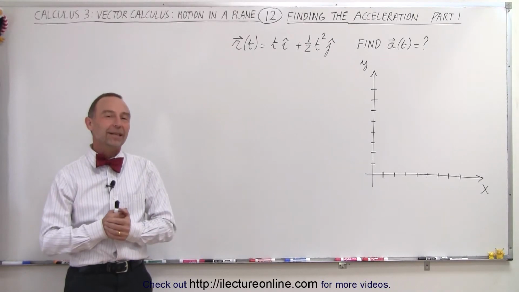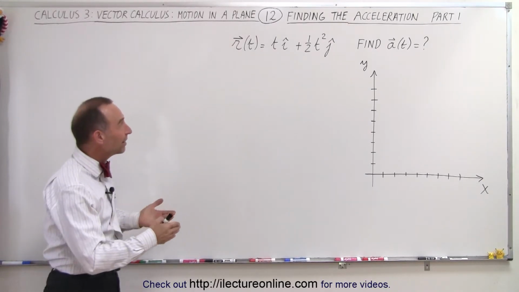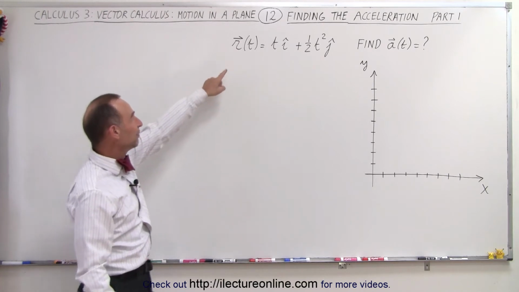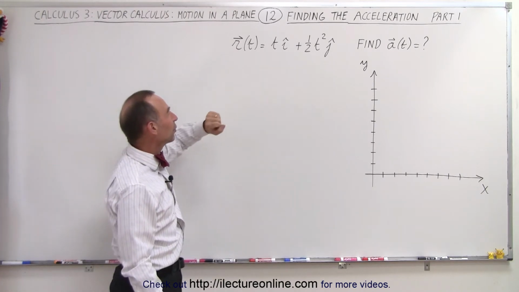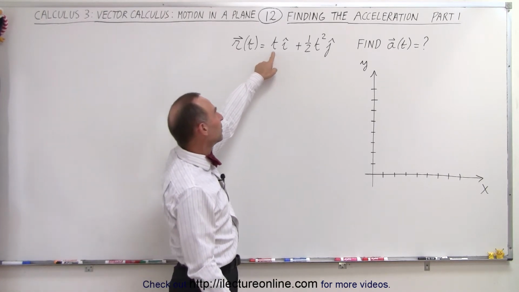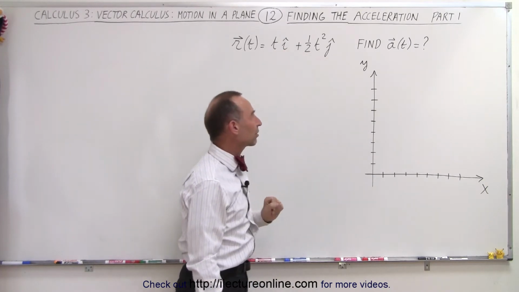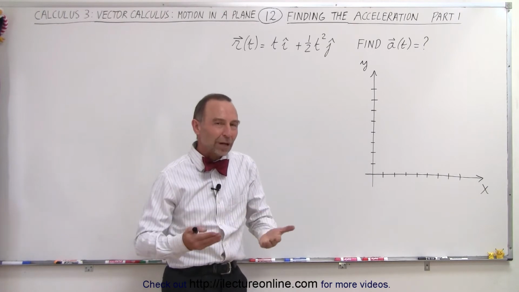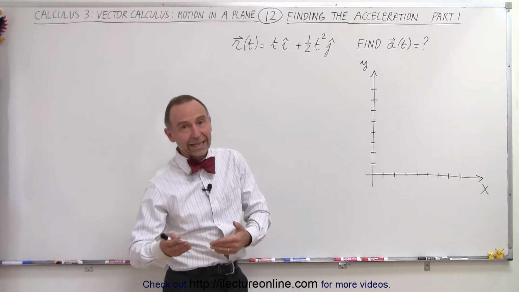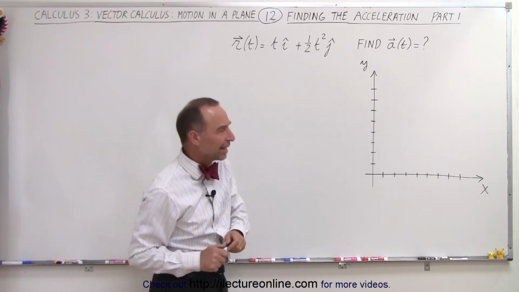Welcome to ilectureonline. Now we're going to find the acceleration vector given the position vector. Notice that this is in terms of the parametric variable time in the x direction and in the y direction. So first we'll do it in the x and y direction, and then we'll find the normal and tangential components. We'll do that in the next video.